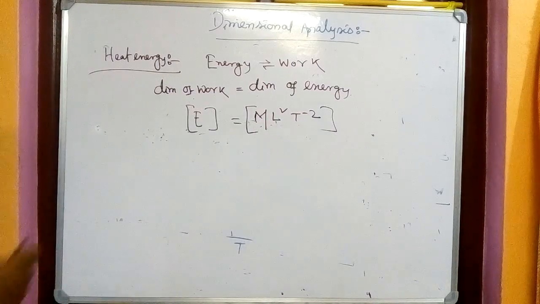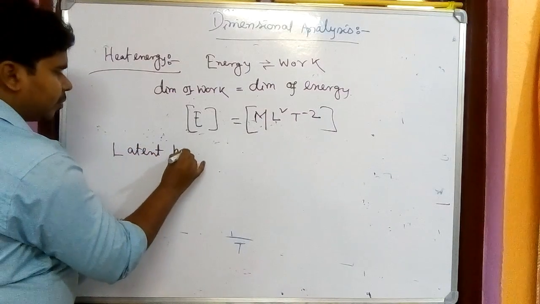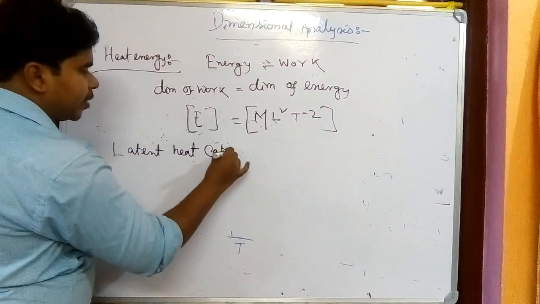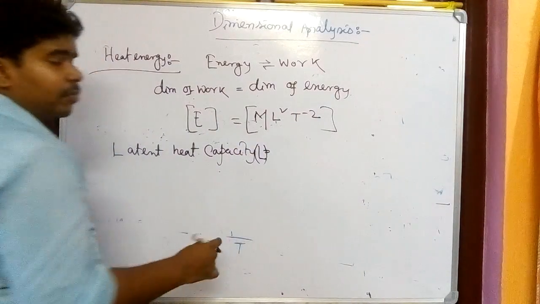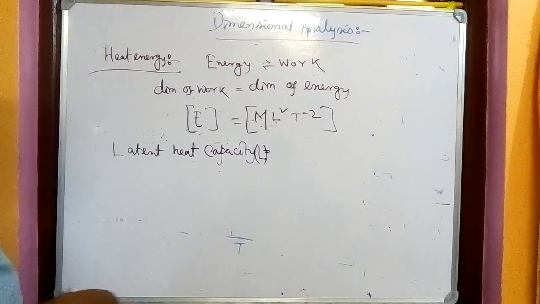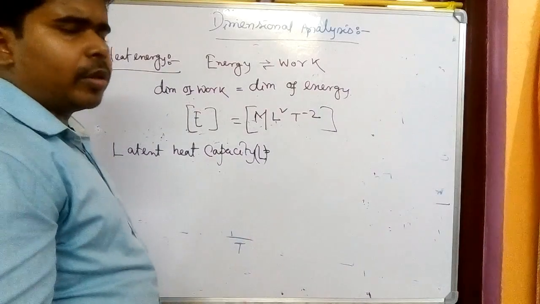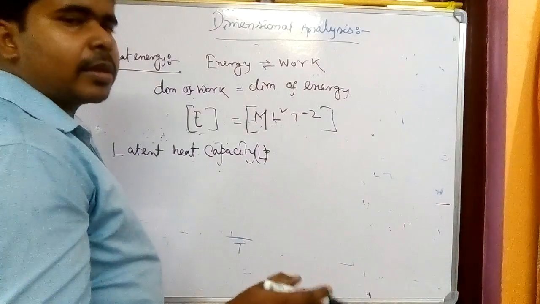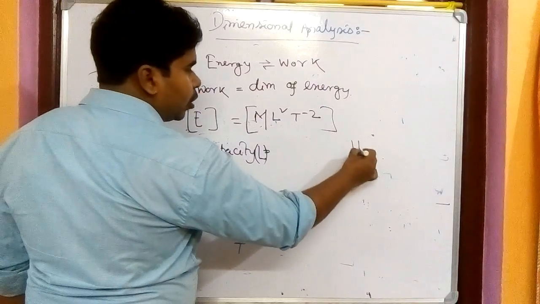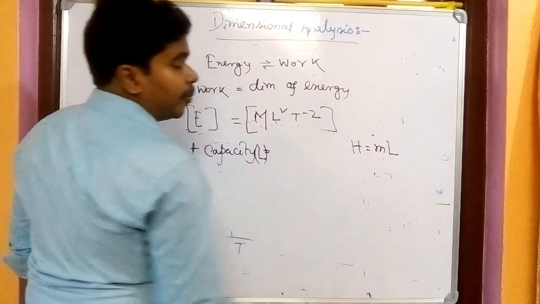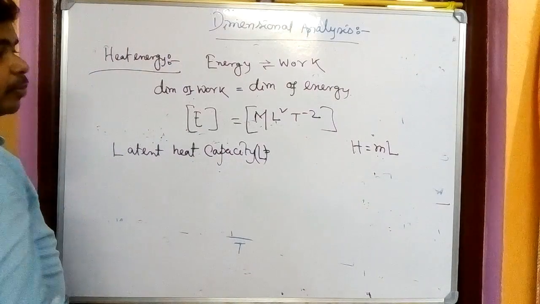Now I am coming to latent heat, or latent heat capacity, which is denoted by L. No problem if the students of CBSE cannot understand where latent heat has come from. I know you are familiar with the term, but you are not familiar with the equation. You will learn it this year only. This equation, H equals small m into L, where H is the heat energy, m is the mass, and L is the latent heat capacity.